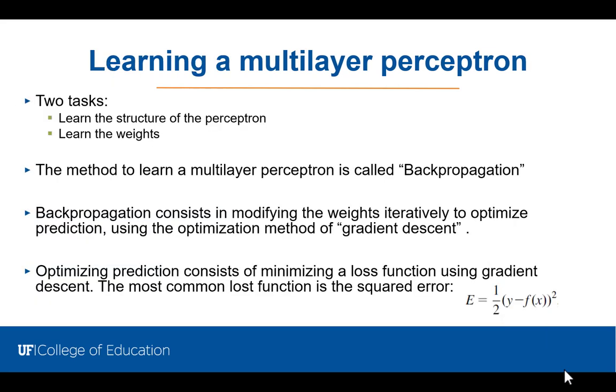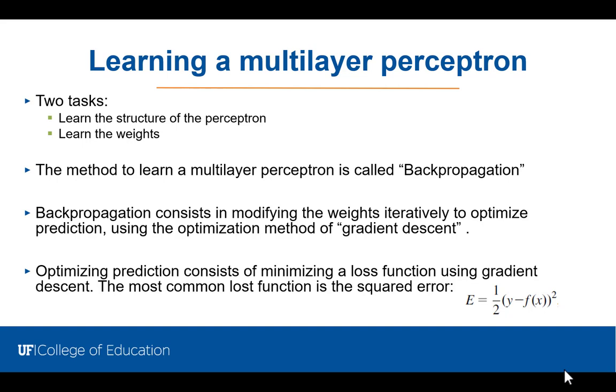Now, how do you learn the weights? There are two important tasks for training a multilayer perceptron. You have to learn the structure of the perceptron and learn the weights. The method that's used is called backpropagation, and it consists of modifying the weights iteratively to optimize prediction using a method that's used a lot in optimization called gradient descent. Gradient descent requires that the function you optimize is differentiable.